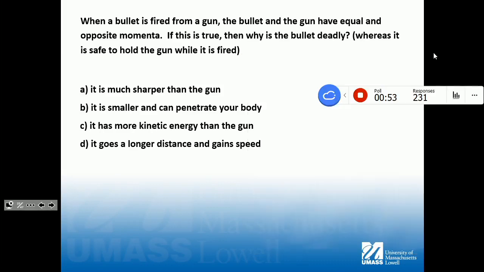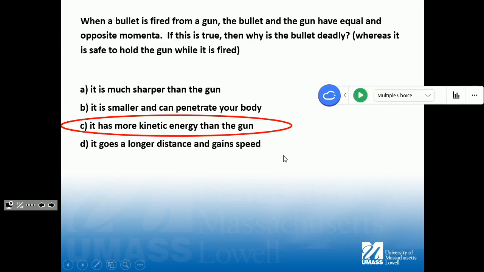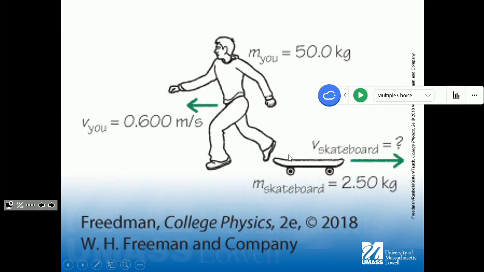So our ideas so far are that momentum can be conserved so long as I can define a system on which no external force acts. For two objects having equal momentum, the object with lower mass has more kinetic energy. Now let's try an actual example. Let's say I have a person standing on a skateboard. If they're initially just standing on a skateboard, what is the momentum?